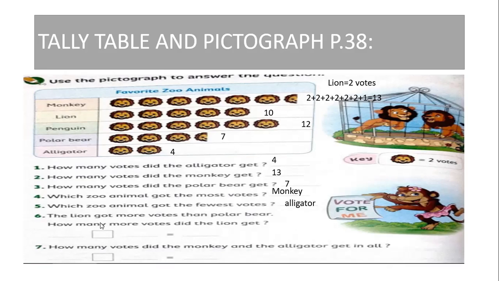So when he asks me how many more, I do minus. The lion is 10, so the bigger minus the smaller. 10 minus 7, 3. How many votes did the monkey and the alligator get in all? In all, it is plus. So I go to monkey, 13, plus alligator, 4, it is 17.